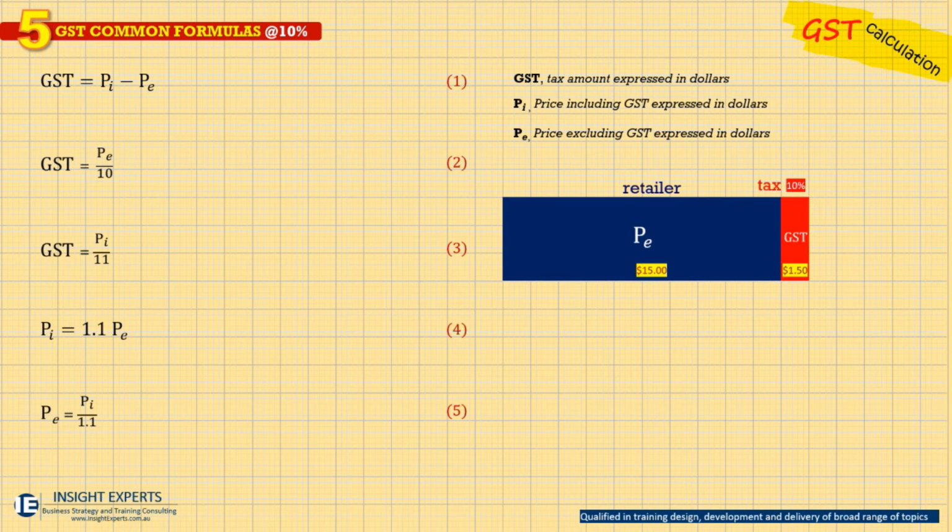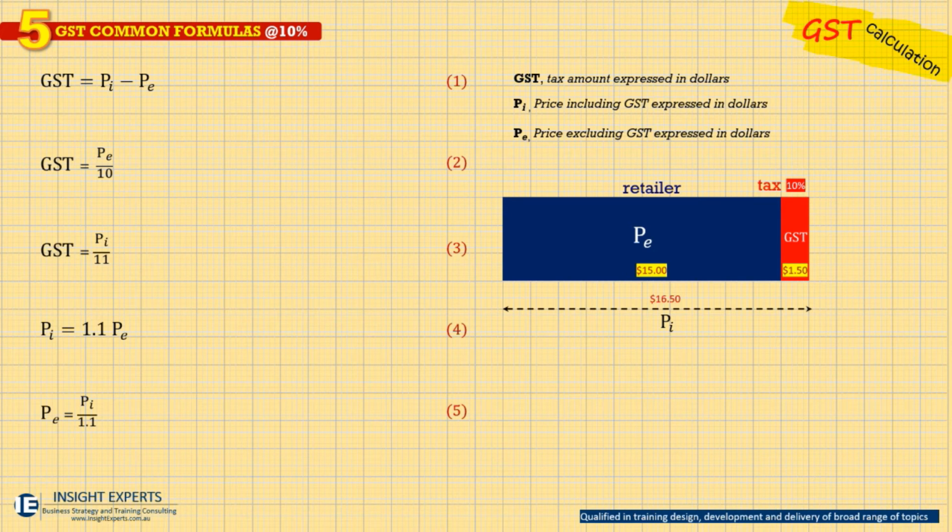Now, that 10% GST equates into $1.50, which is the GST amount. Now, when I add both the price excluding GST and the GST amount, I get $16.50, which is the price including GST, and that is the price payable by the customer at point of sales. So with that example, let's go ahead and calculate the GST in 3 different ways.